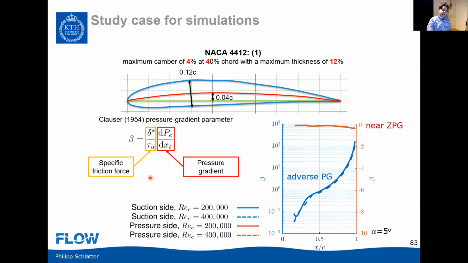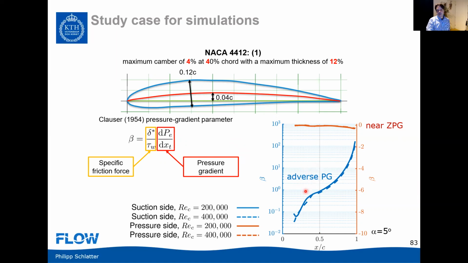Now, the main aspect for wings is to look at the pressure gradient, which we typically non-dimensionalize with the Clauser pressure gradient parameter beta, where we have the non-dimensional friction force and the non-dimensional pressure gradient. Or rather, the pressure gradient is normalized by the specific friction force.